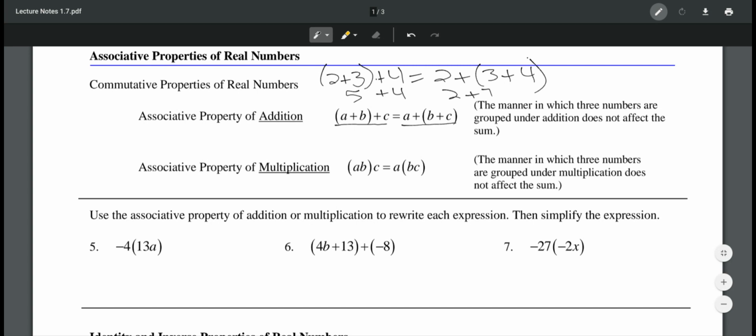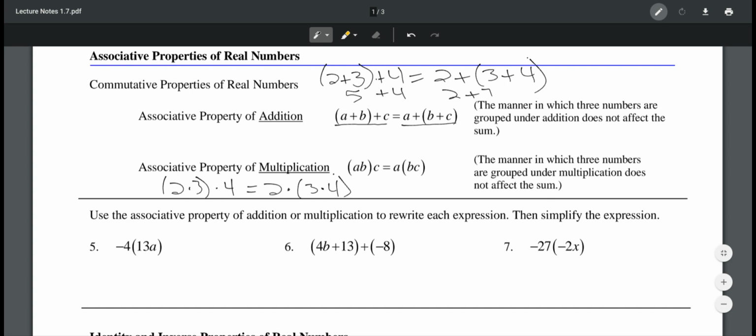So I can slide the group, but notice the order. It is still 2, 3, 4 on the left and 2, 3, 4 on the right. The only thing that moved was the grouping symbol. Same thing for multiplication. I can group 2 times 3 times 4, or I can say 2 times 3 times 4 with the group in a different place.